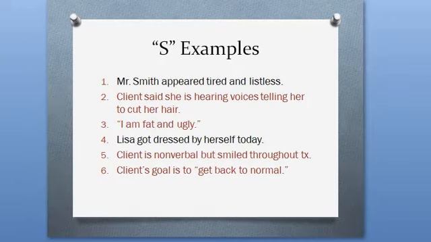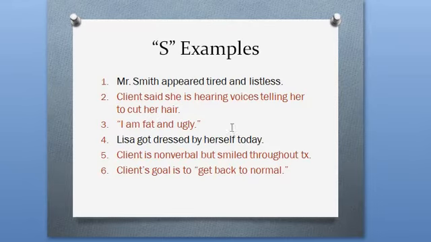Okay, and here are your answers. So the ones that appear red here: the client said she's hearing voices telling her to cut her hair. I am fat and ugly. Client is nonverbal but smiled throughout treatment. And client's goal is to get back to normal, in quotation. Can all be part of the subjective part of your SOAP note.